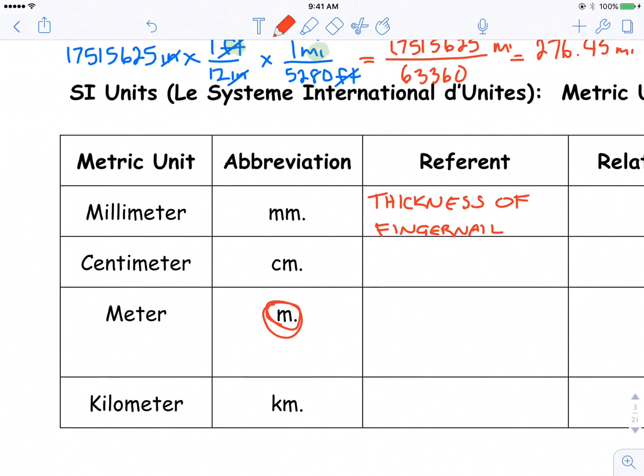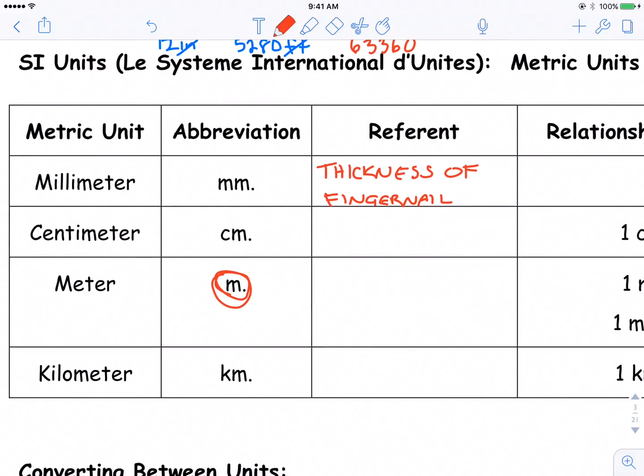So the thickness of your fingernail is about a millimeter thick. A reference for a centimeter would be the width of a finger.